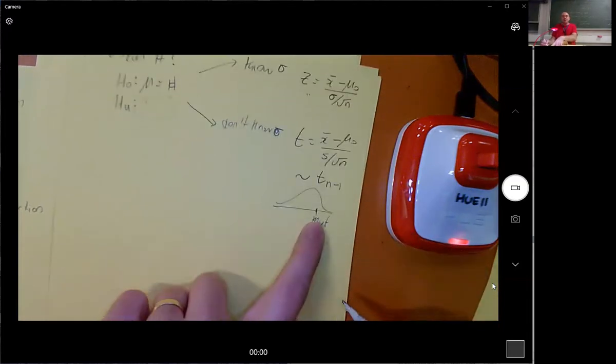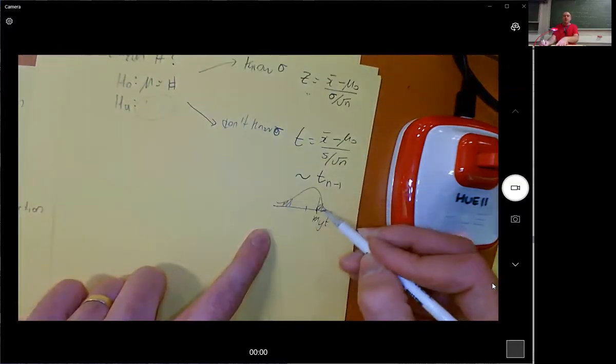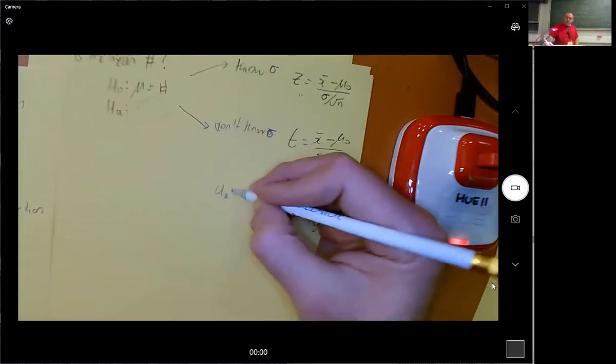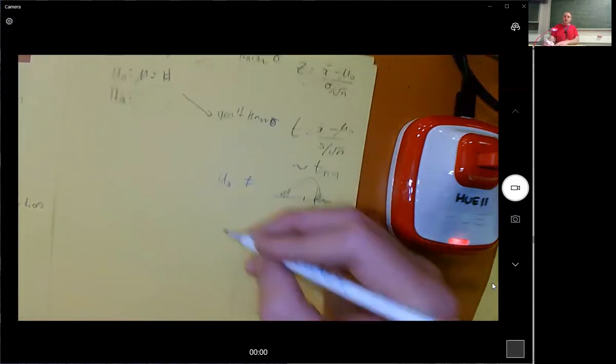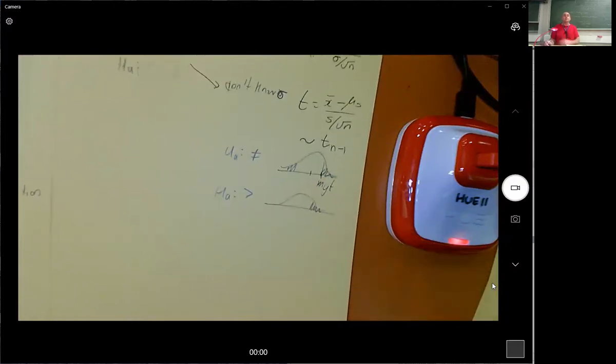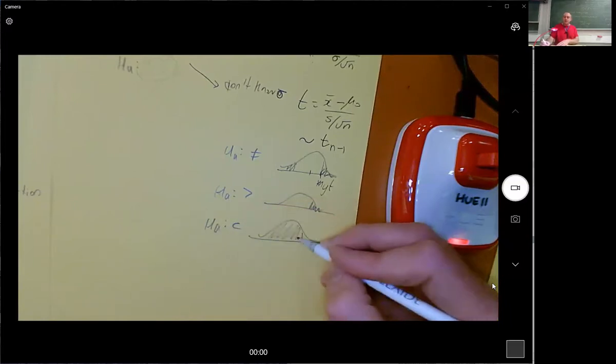If my t is here, if it's a straight up not equal to, then I'll be using both ends to calculate my p-value. And that p-value really is a probability. It's how likely is it to get my t or further out if the null hypothesis number really is the number I hope it is, or hope it isn't, depending on my goal. So this would go with an alternative that has a not equal to, whereas an alternative that has a greater than, you would only be looking at this side. And an alternative that has a less than, you'd be looking at this side.